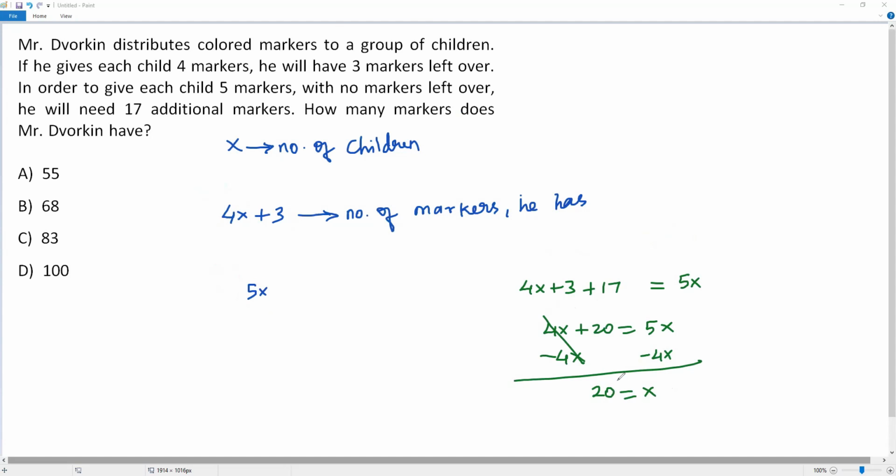Okay, now let's plug in this 20 for x over here. When I do so, 4 times 20, that is 80. Now we can take this 3, that is positive 3, that is equal to 83. Mr. Dvorkin has 83 markers. We have 83 in answer choice C. The correct answer choice for this question is C.